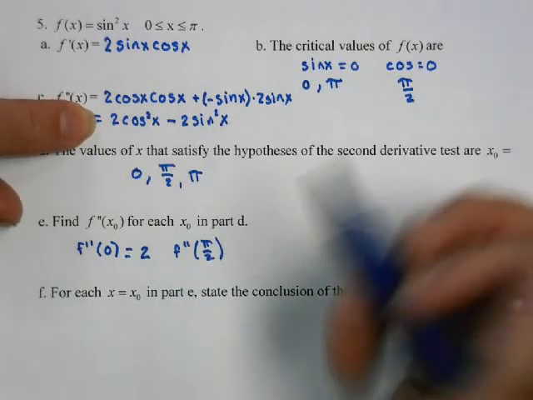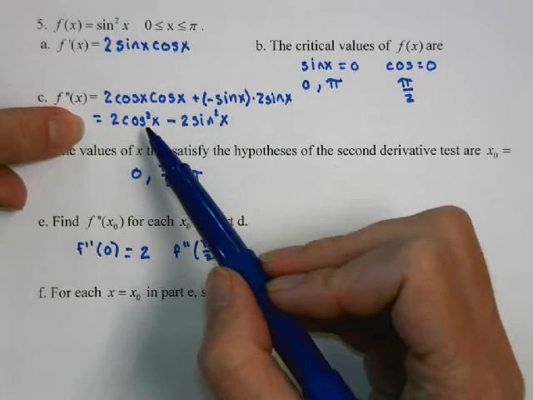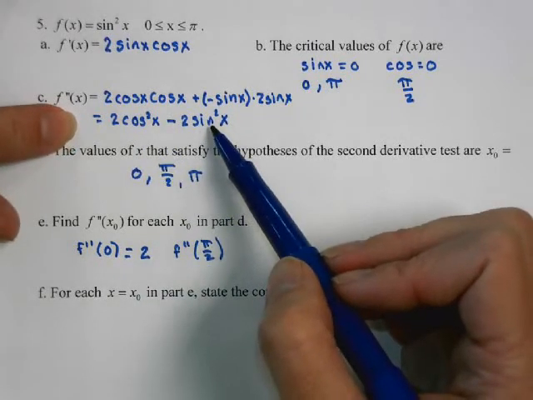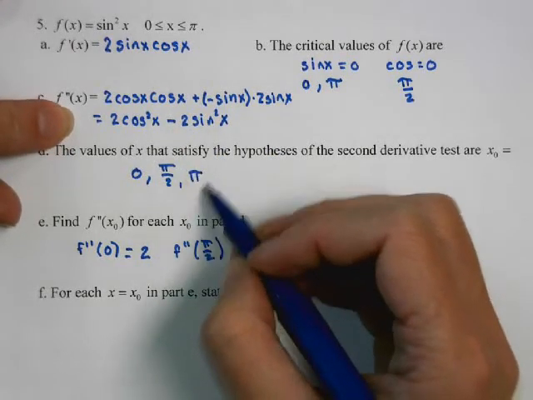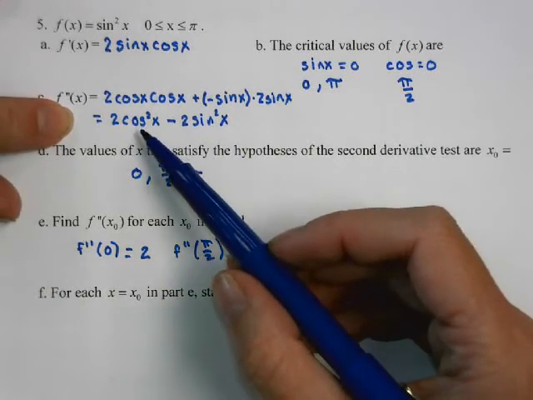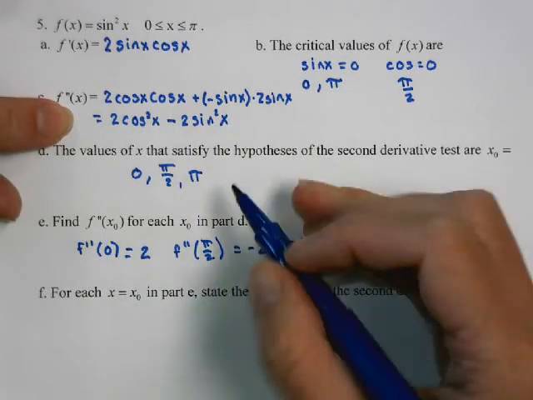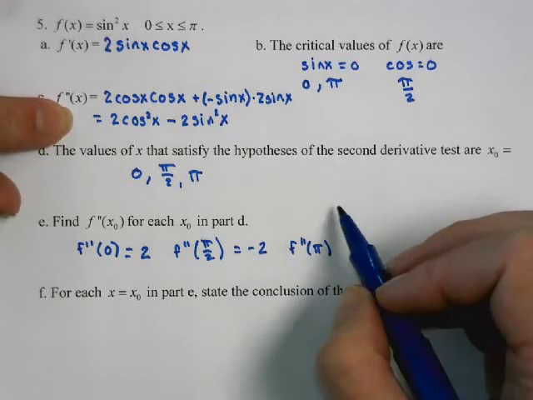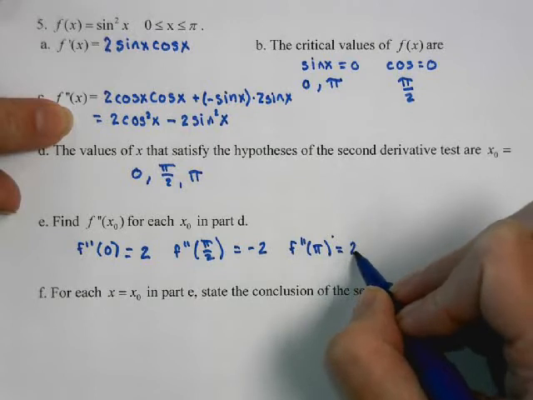The second derivative at pi over 2: cosine of pi over 2 is 0, sine of pi over 2 is 1, so we're going to have a negative 2. And at pi, cosine is negative 1, but we're squaring it, and then sine is 0. So our second derivative will be positive 2.